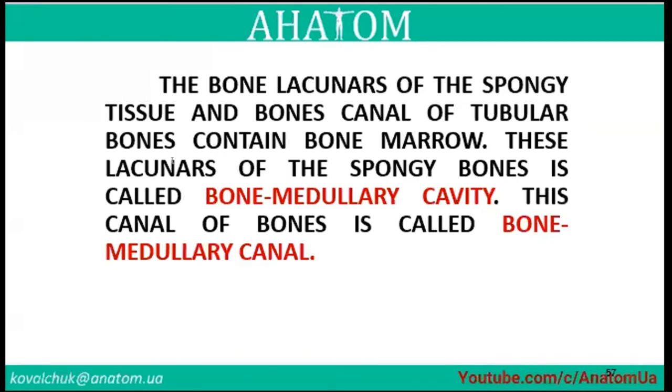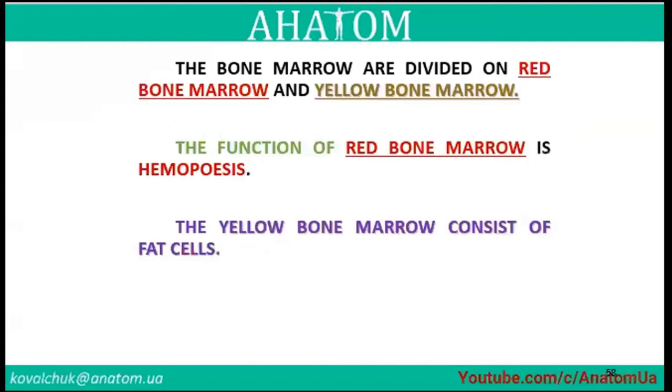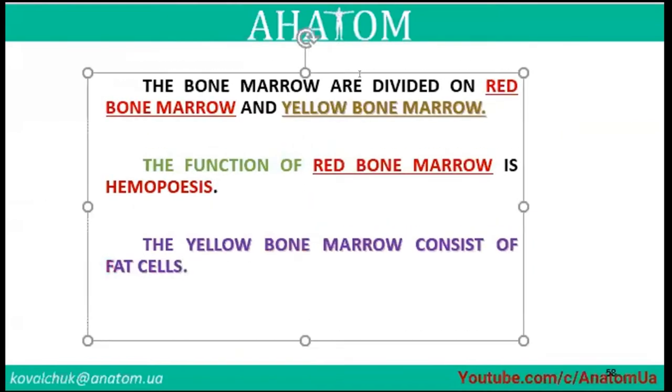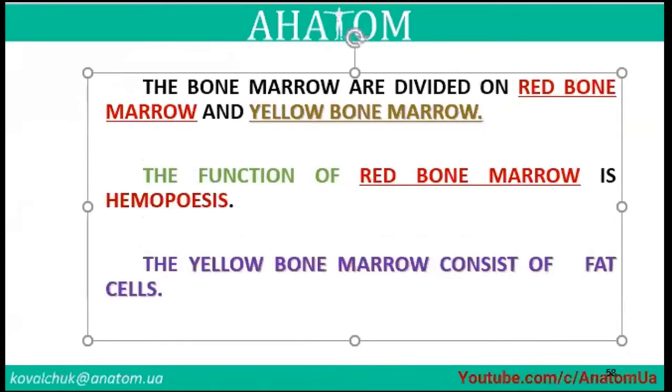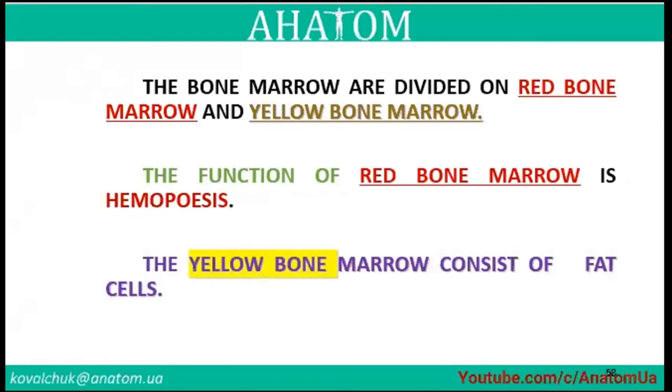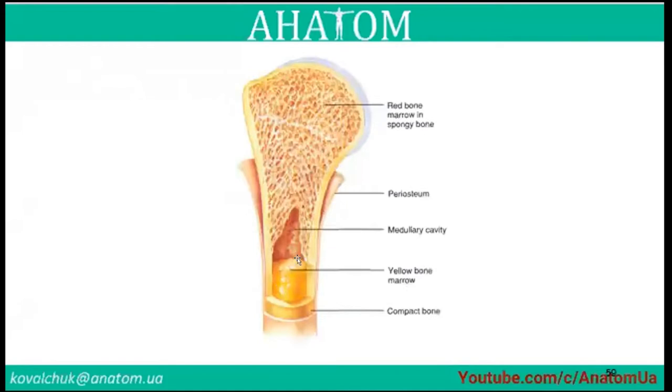The bone lacunae of the spongy tissue and the bone canal of tubular bones contain bone marrow, and there are two types: the bone medullary cavity with the canal of the bone called the bone medullary canal. Bone marrow is divided into red bone marrow and yellow bone marrow. The function of the red bone marrow is hemopoiesis. Hemo, what does it mean? Blood. The yellow bone marrow consists of fat cells. Here you can see yellow bone marrow and a big portion of red bone marrow in the spongy bone of the long bones.